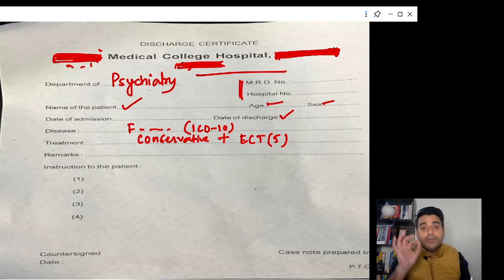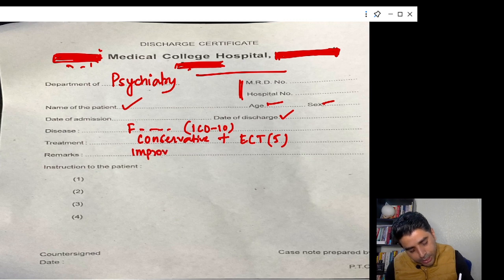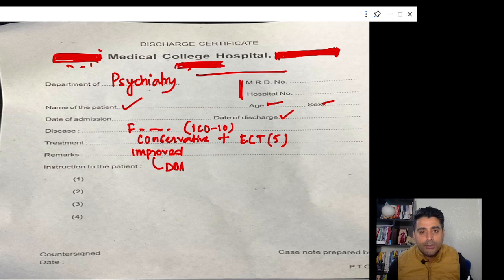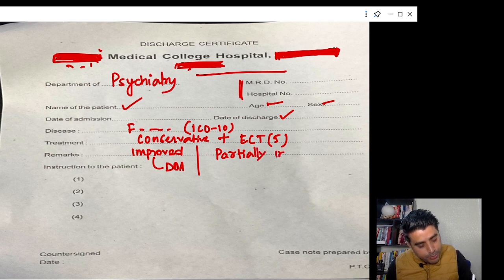Now remarks. Remember, DOA, discharge on advice, and discharge on request में यही डिफरेंस है कि आपको रिमार्क्स में क्या लिखना है। अगर डिस्चार्ज ऑन एडवाइस आप कर रहे हैं तो the patient will be improved, क्योंकि improve होने के बाद ही आप डिस्चार्ज ऑन एडवाइस करेंगे, right? But if you are doing discharge on request, then it will be partially improved in discharge on request.